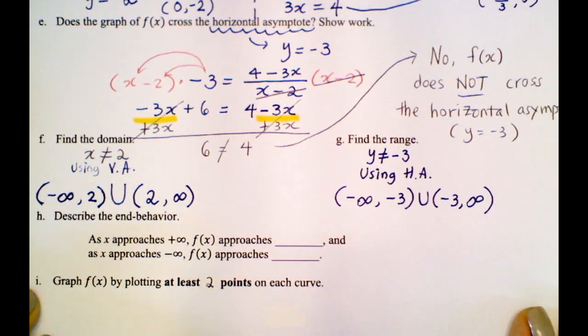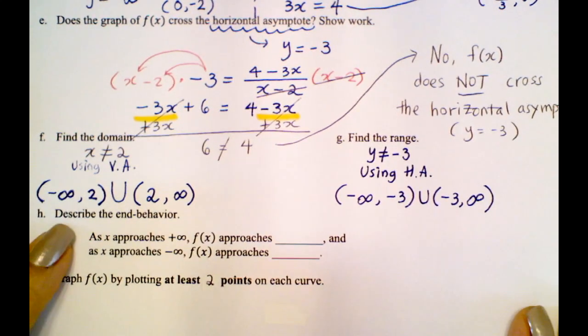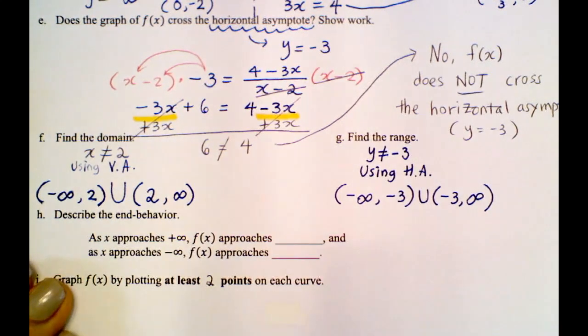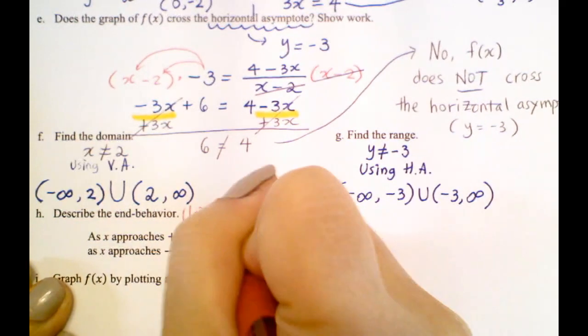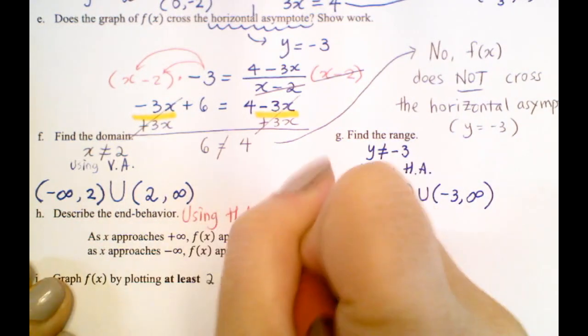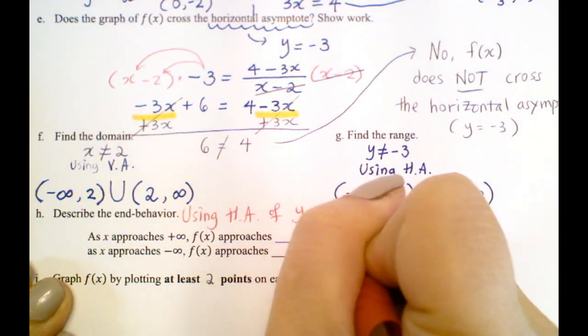Okay, now the end behavior. And this is just using the horizontal asymptote. This is using our horizontal asymptote of y equals -3.